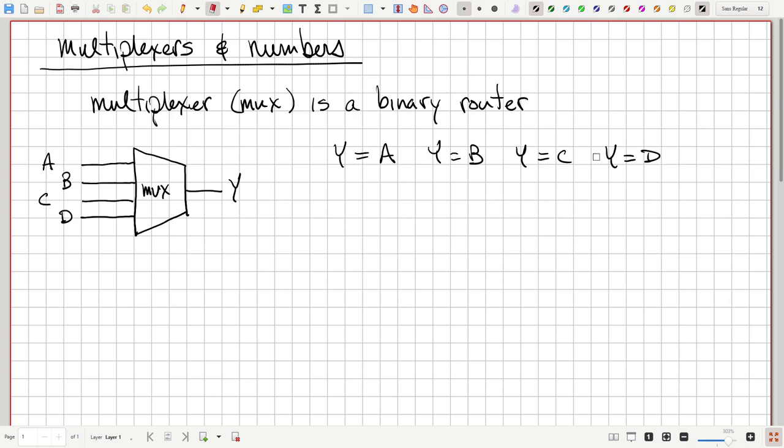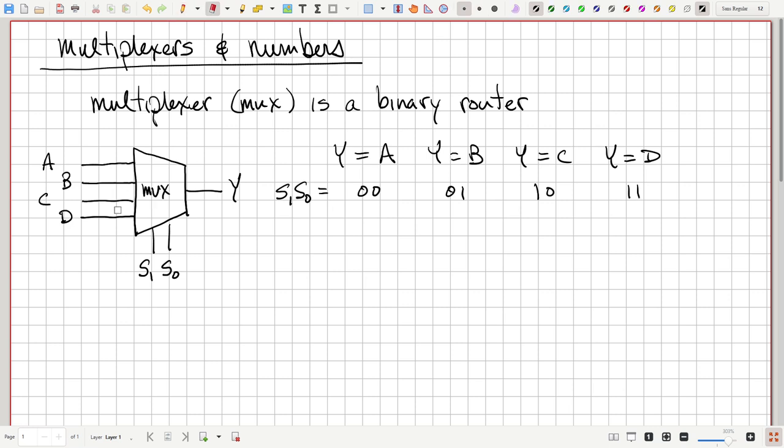Now, what determines which one of these cases occurs? Well, we have two other input signals here. We call these selection signals, S1 and S0. So maybe we determine that if S1 and S0 are 0 and 0, then we connect A to the output. If they are 0 and 1, we connect B. If they're 1 and 0, we connect C. And if they're 1, 1, then we connect D. That would be an example.